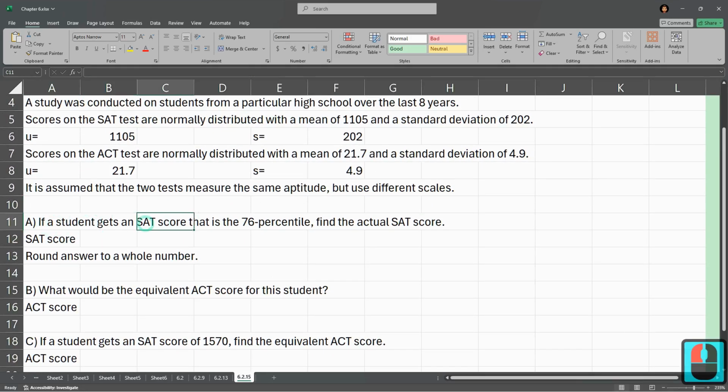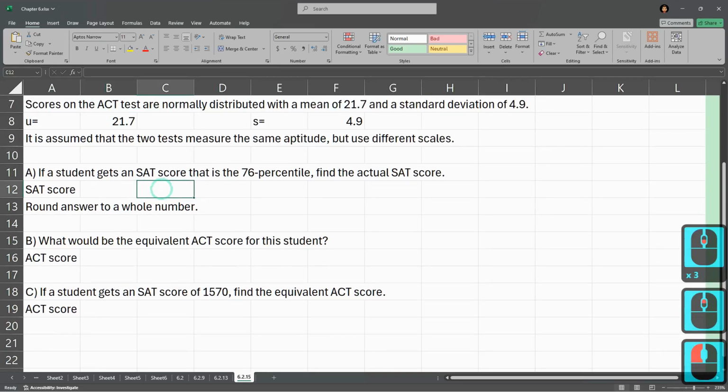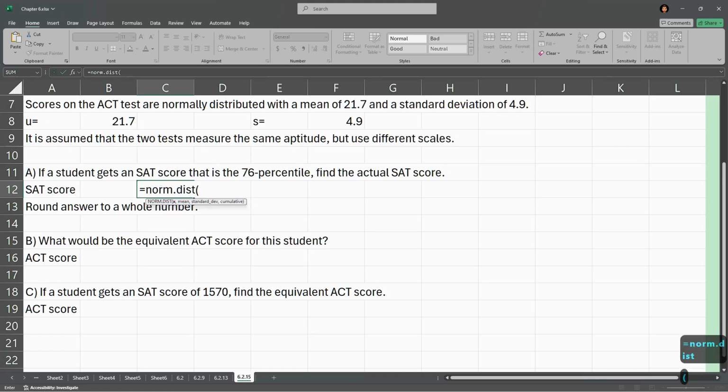So a student gets an SAT score that is in the 76th percentile. So we're trying to figure out the score. We're given the percentile. We'll try norm dist first and see what that gets us. So norm dist. All right, X is a score, and notice we don't have the score. We're trying to find the SAT score. So we know the percentile, so we're going to use norm inv.